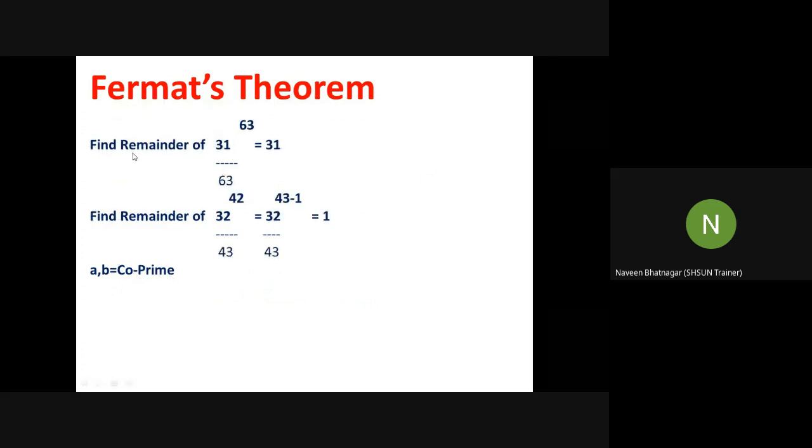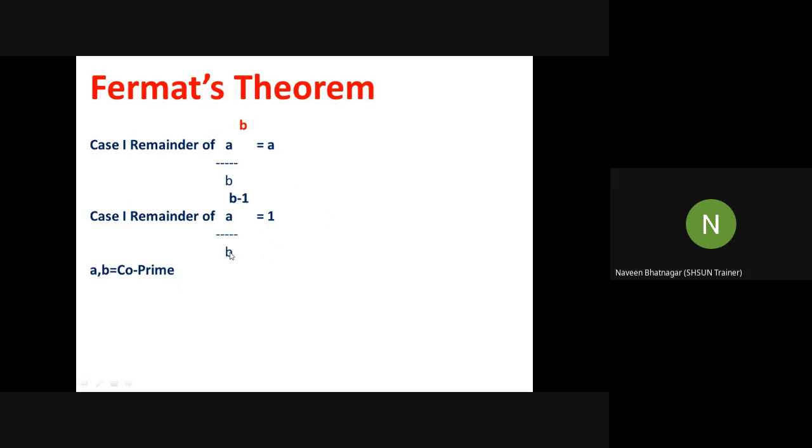Suppose I ask you to find the remainder of 31 raised to power 63 divided by 63. So here the power and the number by which I am dividing are both the same. So my answer will be 31 directly. You can remember this. The second case is the remainder of a raised to power b minus 1 upon b.